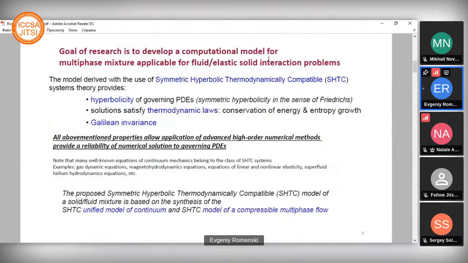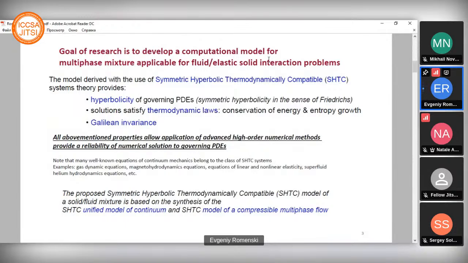Our goal is to develop a computational model for a multiphase mixture, which is applicable for fluid elastic solid interaction. The model which we derived uses the symmetric hyperbolic thermodynamically compatible system theory, which provides hyperbolicity of the governing partial differential equations, in particular symmetric hyperbolicity in the sense of Friedrichs. Solutions of the model satisfy thermodynamic laws: conservation of energy and entropy growth. And the governing equations are Galilean invariant. All these properties allow us the application of advanced higher order numerical methods, which provide the reliability of the numerical solution to the governing PDEs.